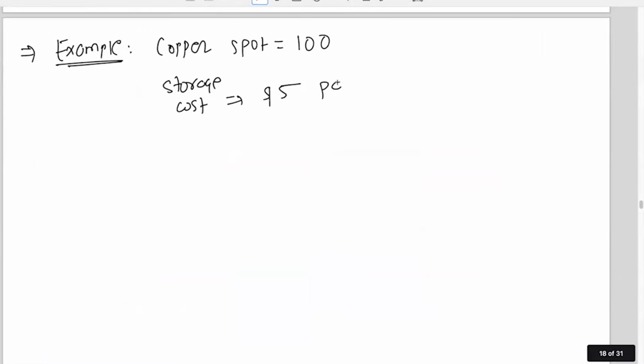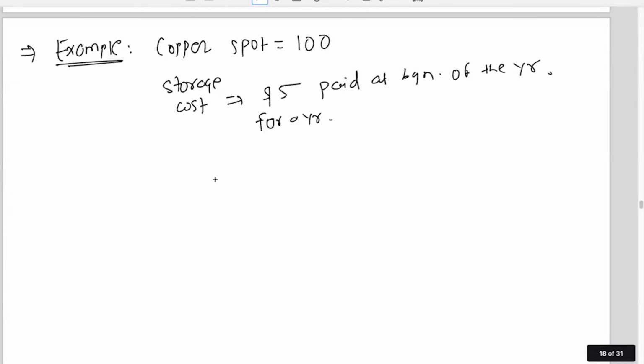This time around, we'll do it on, I don't know, some commodity. Let us say copper. Okay, let's say the spot price of copper is 100. The storage cost is $5. This is paid $5 for a year. This is paid at the beginning of the year.